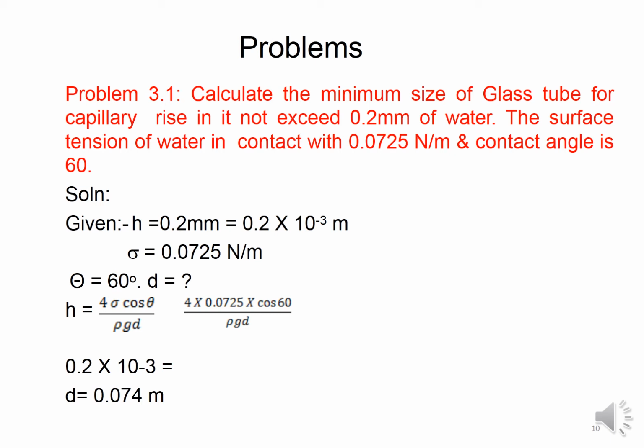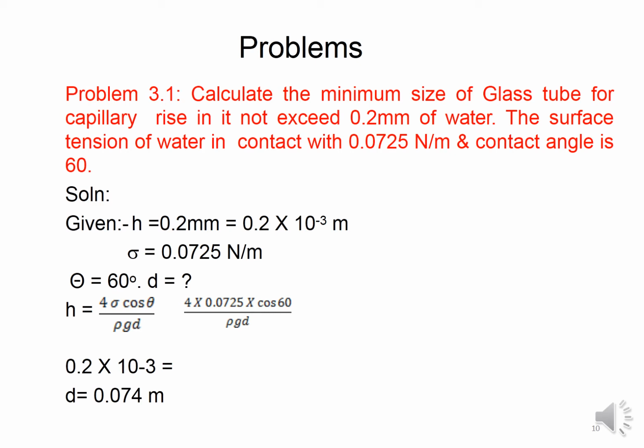Now we will see one problem. Calculate the minimum size of a glass tube for a capillary rise in it not to exceed 0.2 mm of water. The surface tension of the water in contact is 0.0725 Newton per meter, and the contact angle with glass is 60.